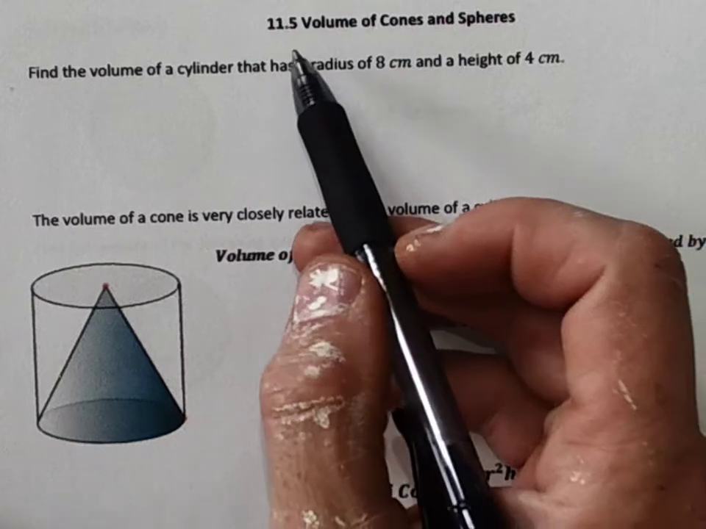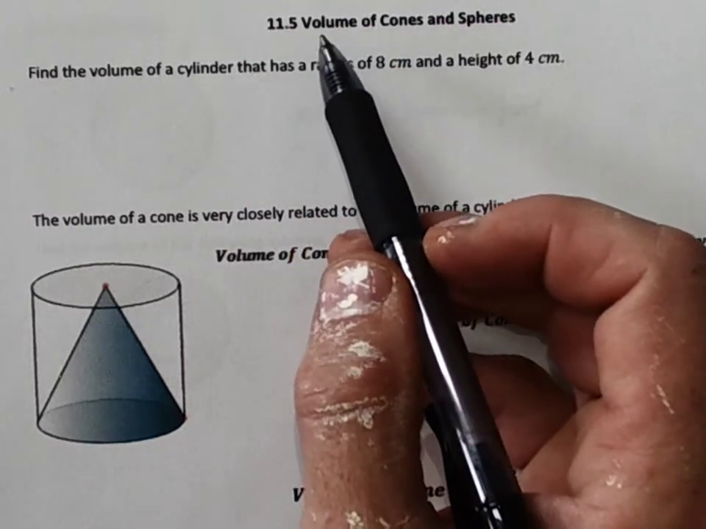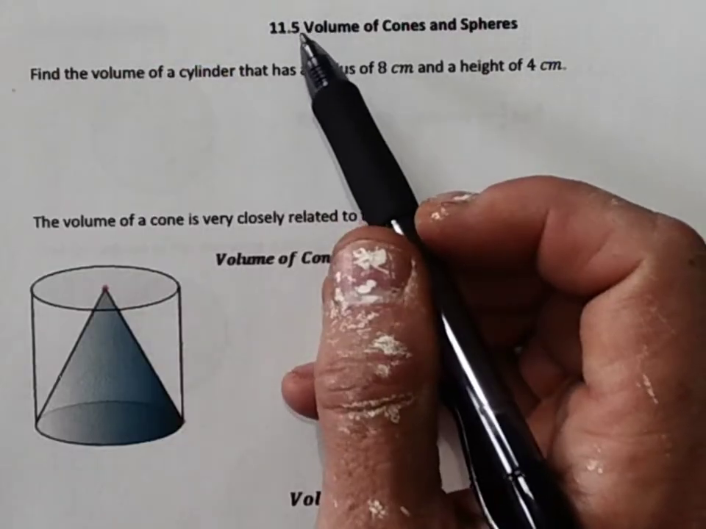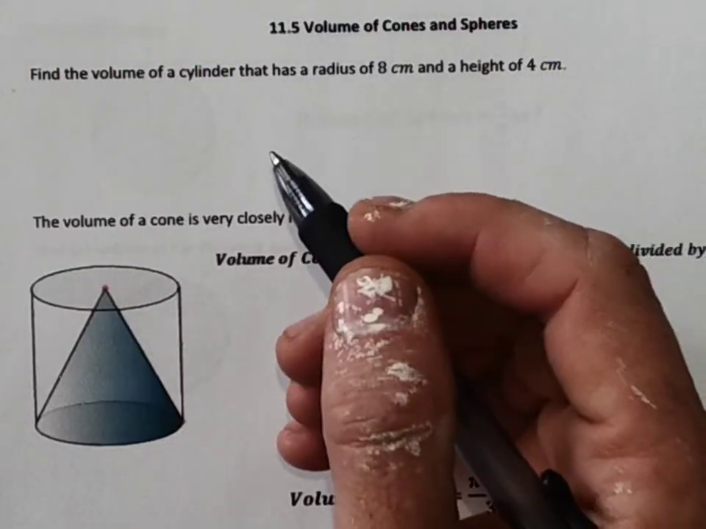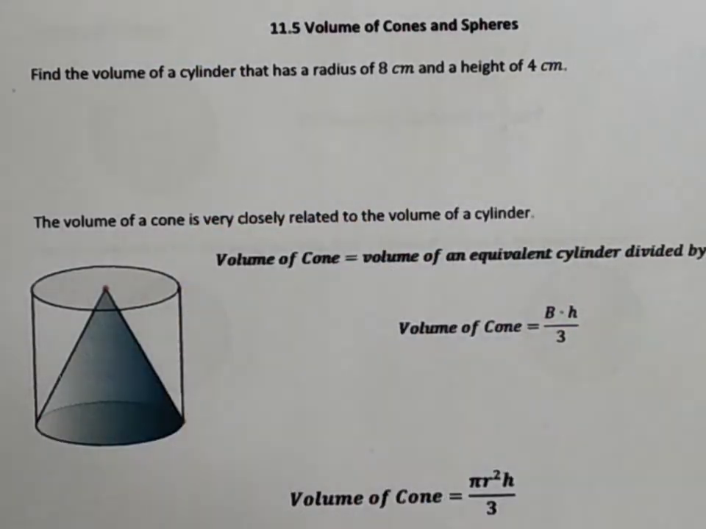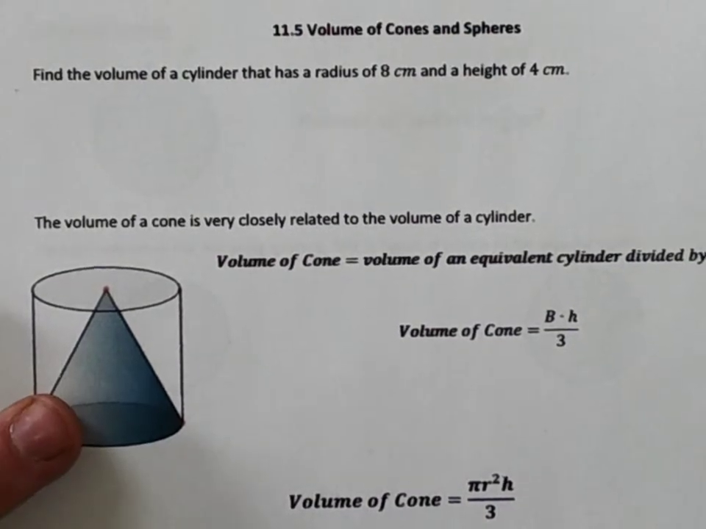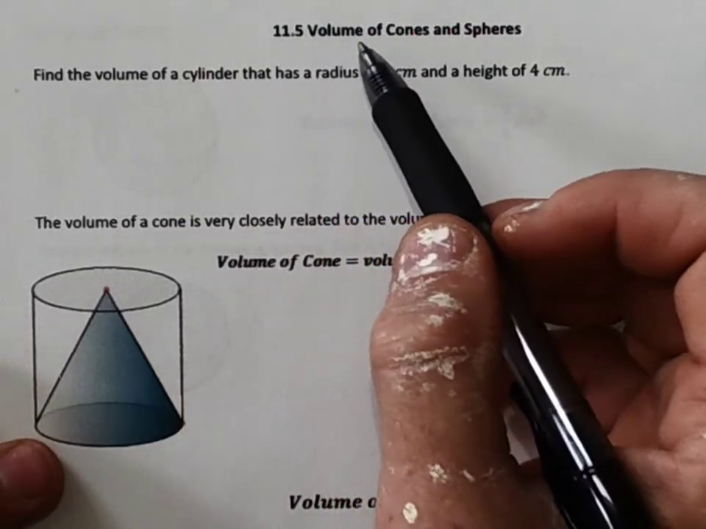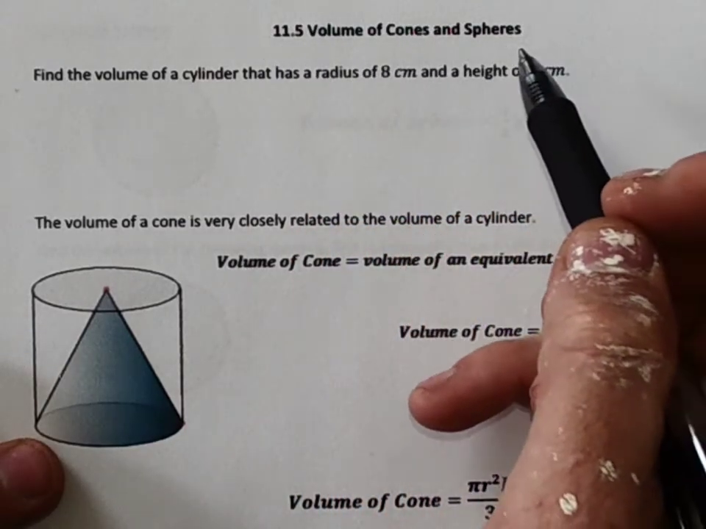But as you can tell, we're jumping into 11.5, volumes of cones and spheres. Forgive all the paint and stuff on my thumbs and fingers. Sorry about all that. But anyways, we are moving on from chapter 10, and we're going to cover one section in chapter 11. We're going to be doing volumes of cones and spheres.